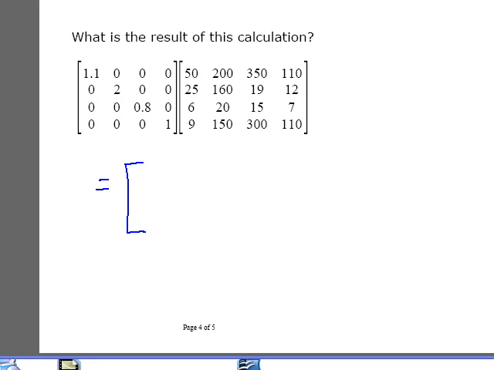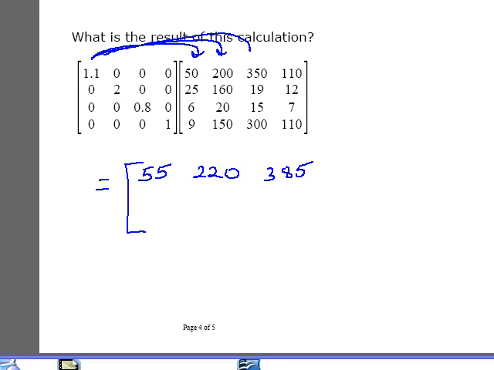Okay, 1.1 and then all these zeros, multiplying that first column. It'll be 0 times 25, 0 times 6, 0 times 9. All I have is 1.1 times 50. That gives me 55. Okay. Then I move over to the second column. Again, zeros against the 160, the 200, and the 150. All I have is 1.1 times the amount 200, which is in row 1, and that will give me 220. Now moving over to the third column, I would have 1.1 times 350, which is 385.